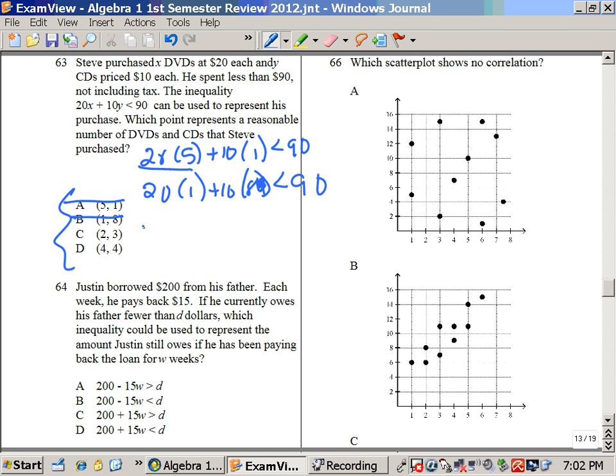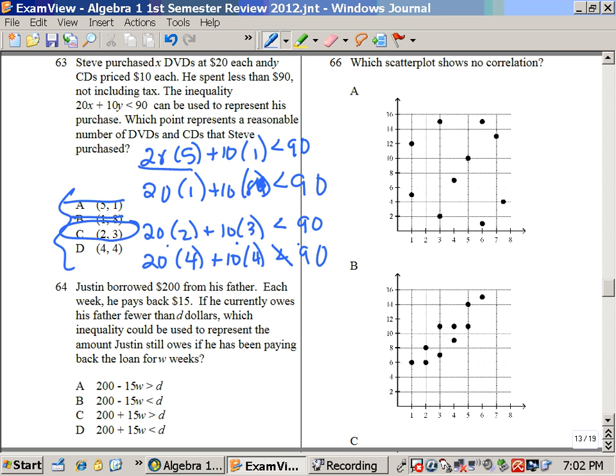On letter C, I have 20 times 2 plus 10 times 3 needs to be less than 90. That's 40 plus 30. Yep, that is less than 90. Let's make sure the last one does not work. 20 times 4 plus 10 times 4 has to be less than 90. That's 80 plus 40. That is not less than 90. So A, B, and D are not less than 90, and C is the correct answer.